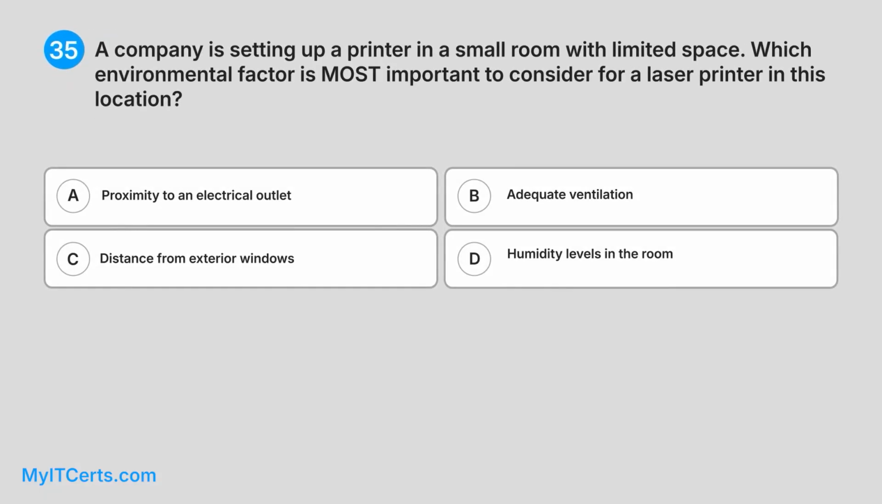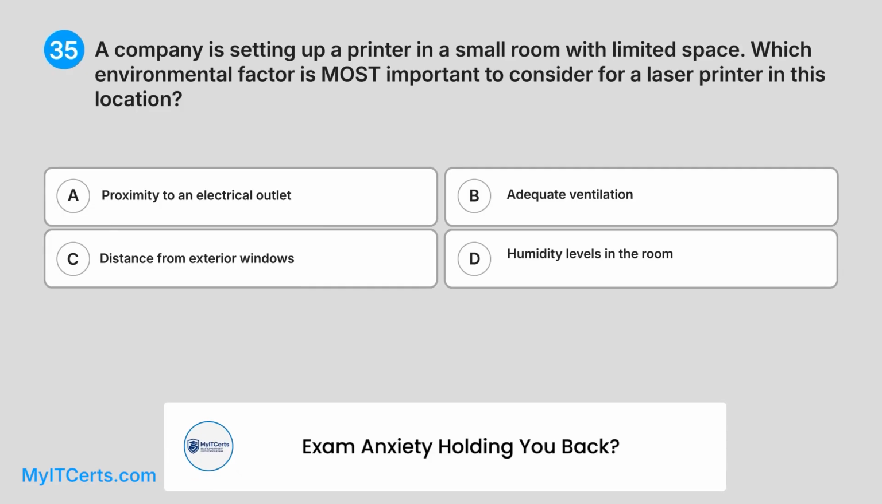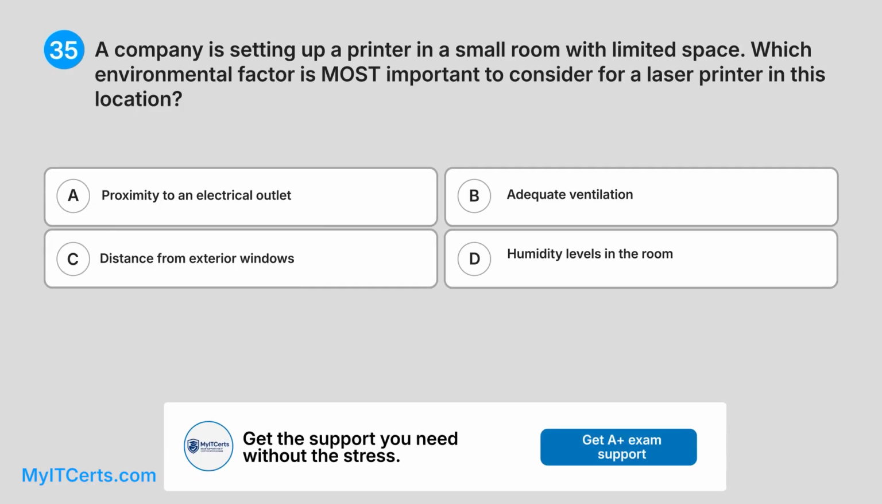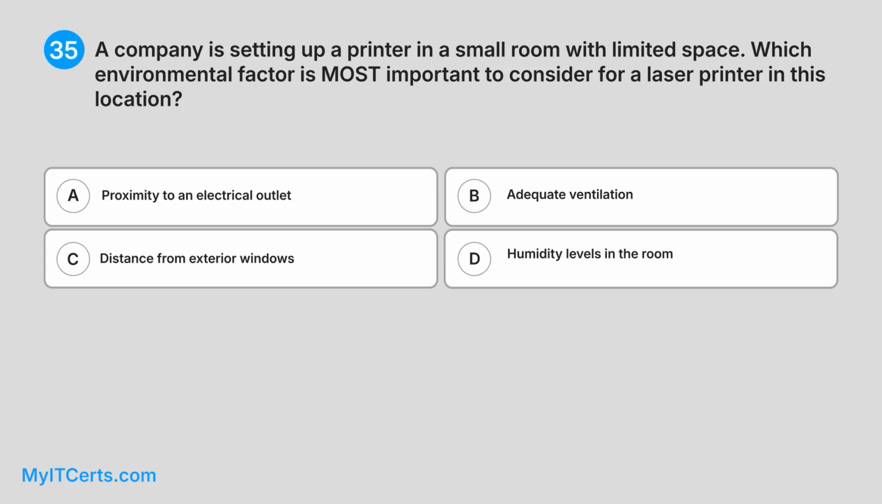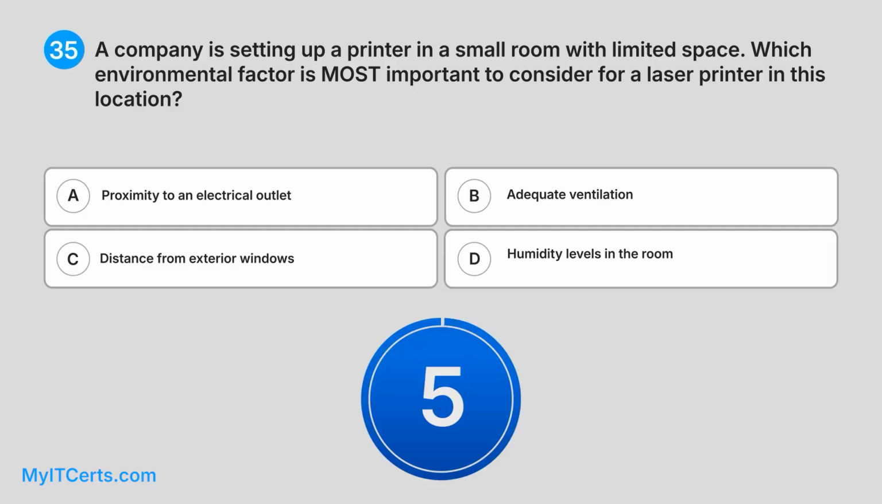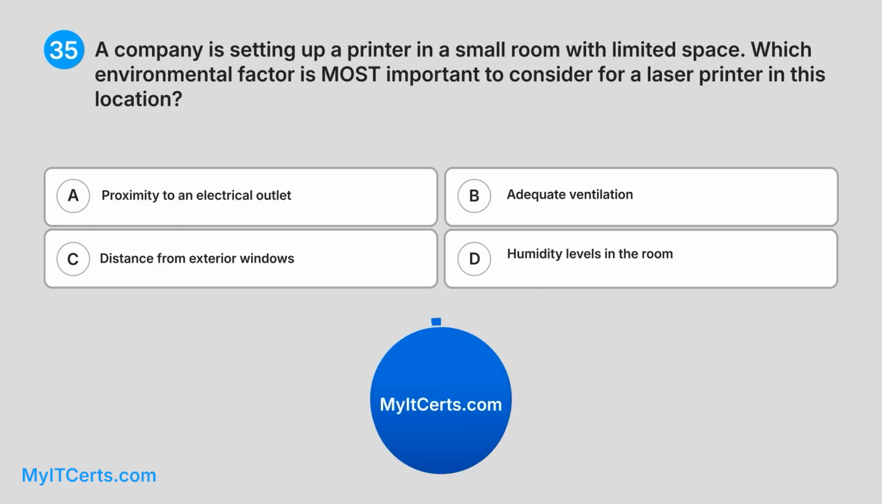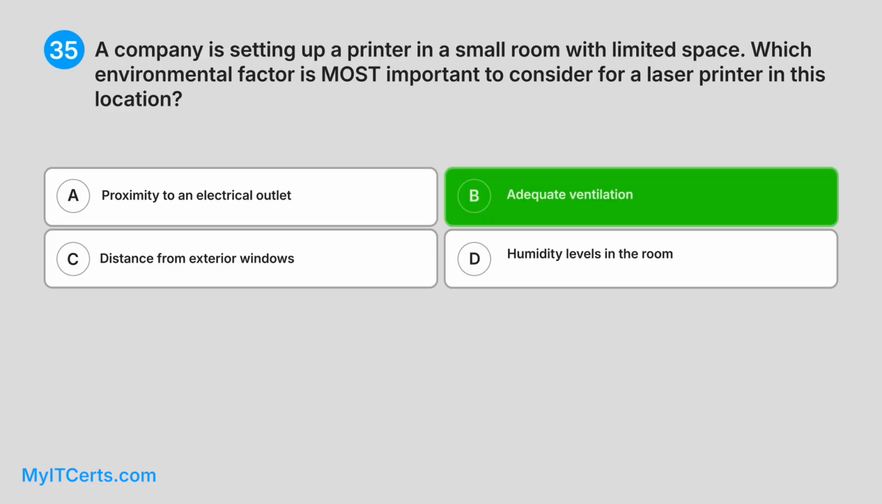35. A company is setting up a printer in a small room with limited space. Which environmental factor is most important to consider for a laser printer in this location? A. Proximity to an electrical outlet. B. Adequate ventilation. C. Distance from exterior windows. D. Humidity levels in the room. Do you know the answer? Correct answer, B. Adequate ventilation.